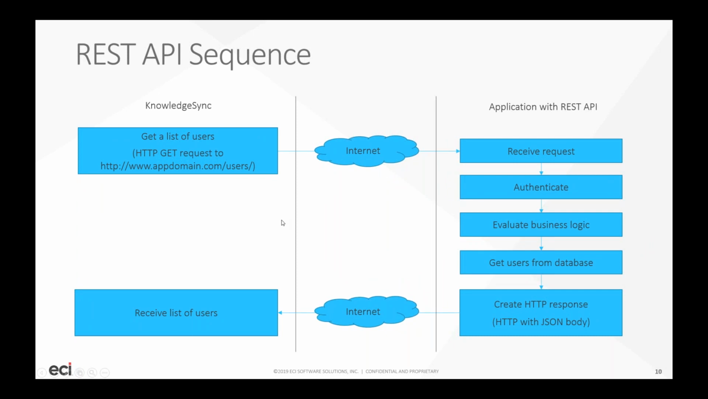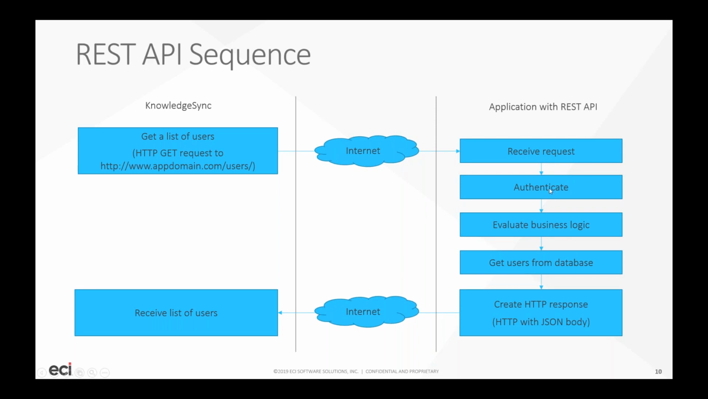So let's just take a quick look at what a REST API does. Okay, so at a very high level, we see here how KnowledgeSync on the left would interact with a REST API on the right. And as we talked about, the REST API transmits over the internet. So we might do a request such as get a list of users, and this could be from any sort of web application, and we would issue a GET request to a URL. In this case, I just made it generic, appdomain.com/users.